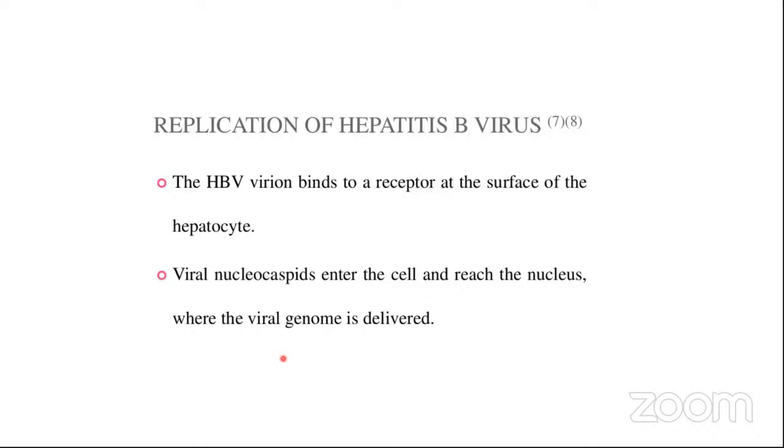So, the replication strategy. First, this HBV virion, this particle, that's why it is called a virion, binds to a receptor. The receptor plays a very important role. Now, friends, where is this receptor present? It is present on the surface of the hepatocyte. Whatever the hepatocyte or liver cell, on that hepatocyte there will be some receptor.